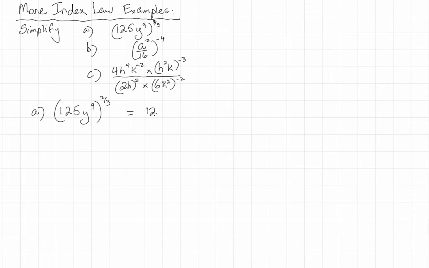So we've got 125 to the power of 2/3 times y to the power of 9 to the power of 2/3. So we put brackets around y to the power of 9 to show that it applies to just the y and not anything else. And we say, well, oh boy, what have we got here? We've got 125 to the power of 2 over 3.